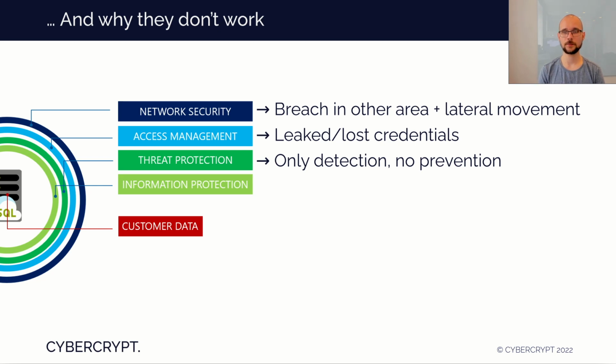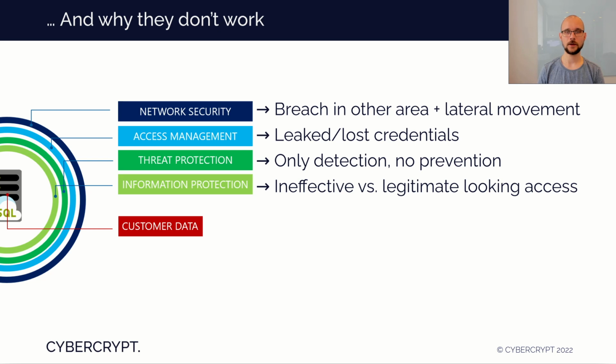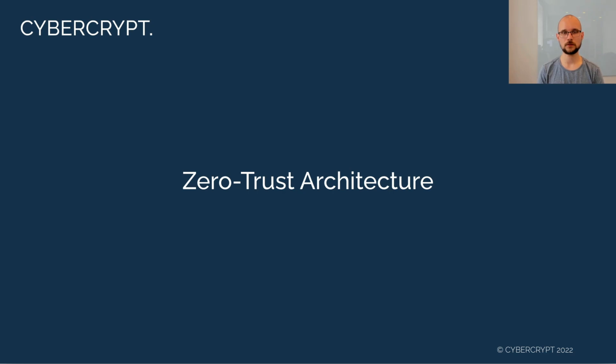For monitoring, it's sort of obvious that the only thing you can do with monitoring is to detect that something weird is going on. You cannot actively prevent it. What you do gain, of course, is some alerting, and then you can try to stop an adversary. But this also means that the adversary will always have some time to do damage. Finally, for TLS and encryption at rest, the problem here is that this is very ineffective against legitimate-looking access. So if someone gains access to, for example, a backend application that has access to your database, well, that backend application needs to be able to read the data in the database, and so your encryption at rest doesn't really help you there.